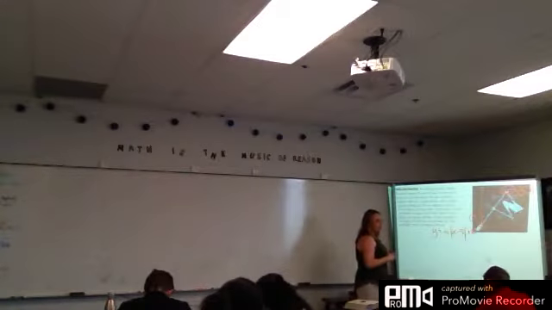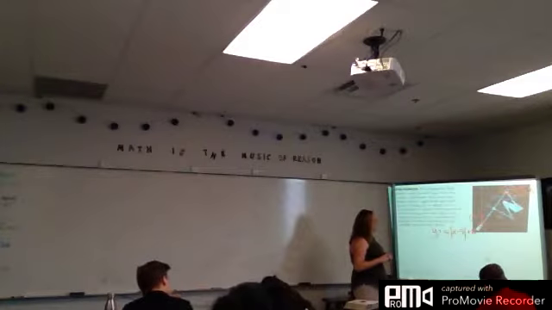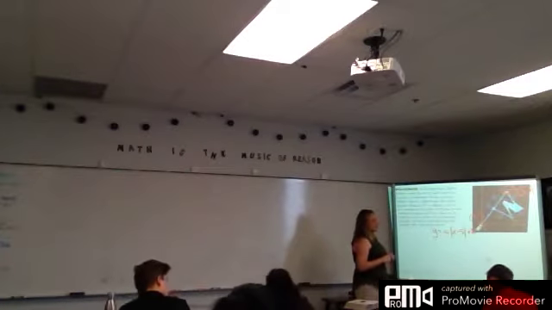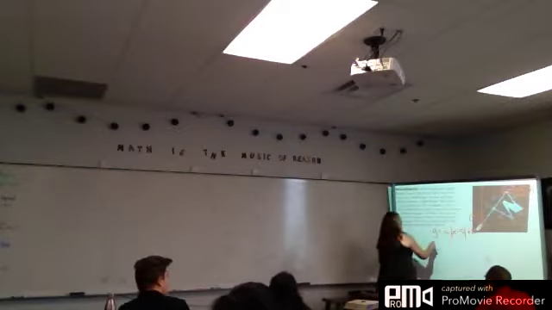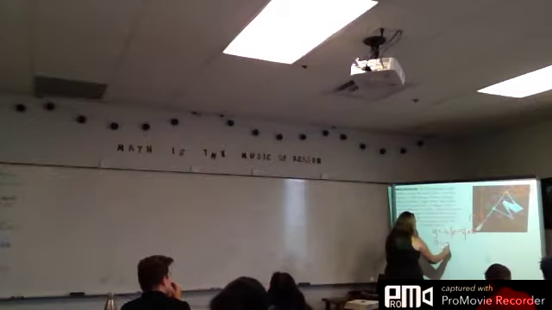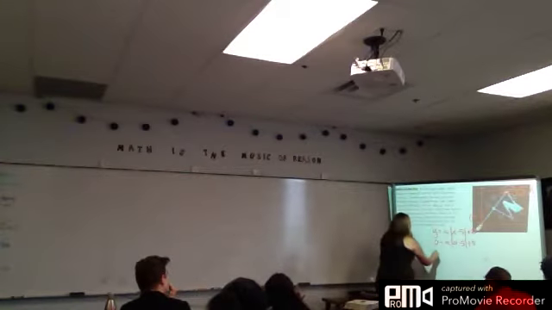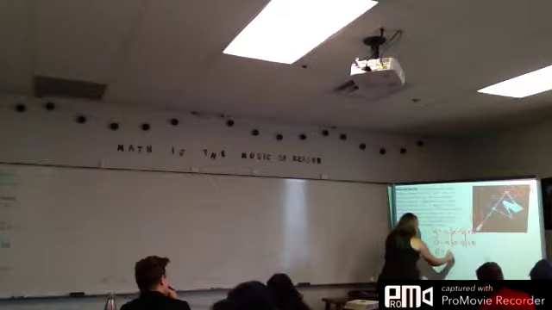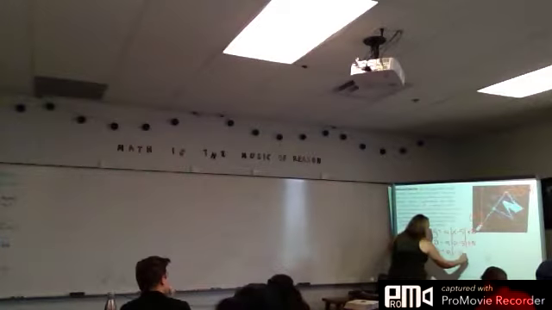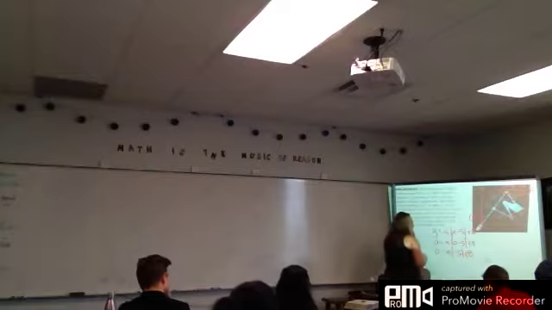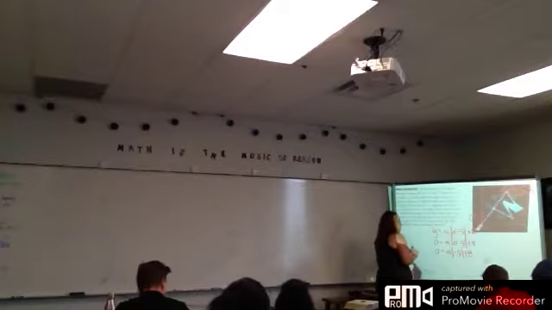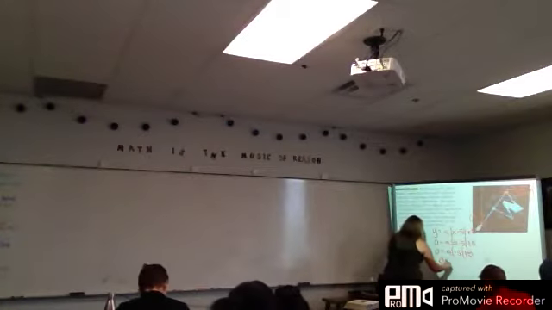Don't you plug something in for x? I do have to plug something in for x and for y. What other point do I have? 0, 0. So I plug in 0 for y: 0 equals a times the absolute value of 0 minus 5, plus 8. What is 0 minus 5? Negative 5. So 0 equals a times the absolute value of negative 5, plus 8. What is the absolute value of negative 5? 5. So I get 0 equals 5a plus 8.